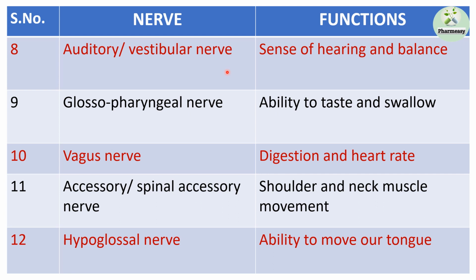Auditory or vestibular nerve stimulates sense of hearing and body balance. Glossopharyngeal nerve has an ability to taste and swallow. Vagus nerve controls digestion and heart rate. Accessory or spinal accessory nerve helps in the shoulder and neck muscle movement. Hypoglossal nerve has an ability to move our tongue.